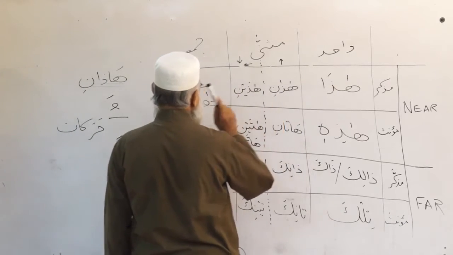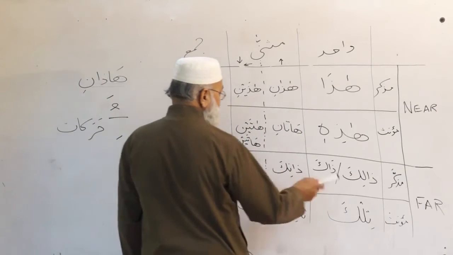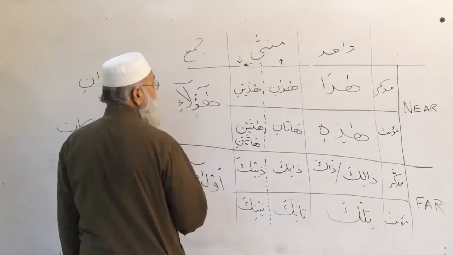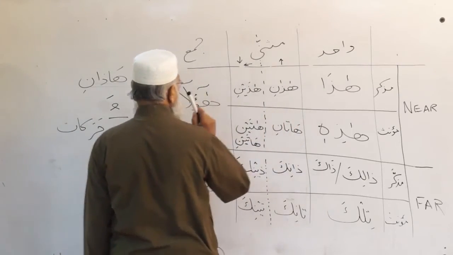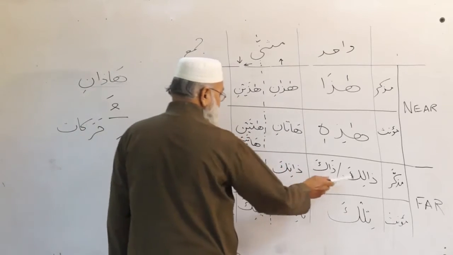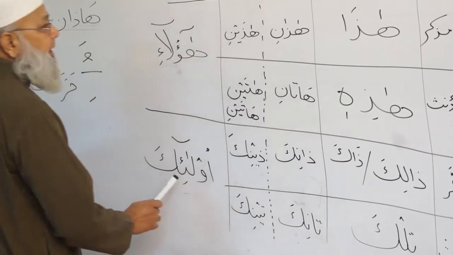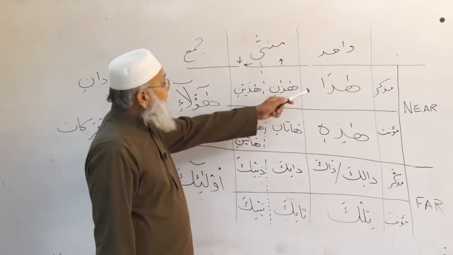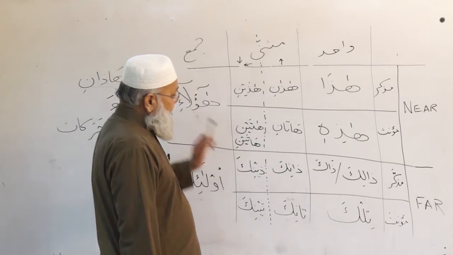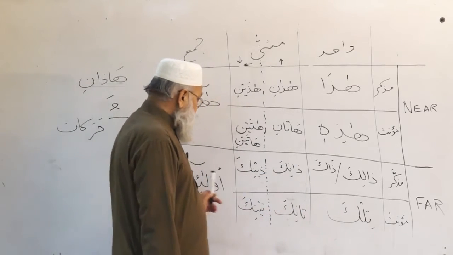Hada, hadani, haulai, hadihi, hatani, haulai, zalika, dhanika, ulaika, tilka, tanika, ulaika. Hada, hadani, haulai, hadihi, hatani, haulai, zalika, dhanika, ulaika, tilka, tanika, ulaika. Hada, hadani, haulai, hadihi, hatani, haulai, zalika, dhanika, ulaika, tilka, tanika, ulaika.